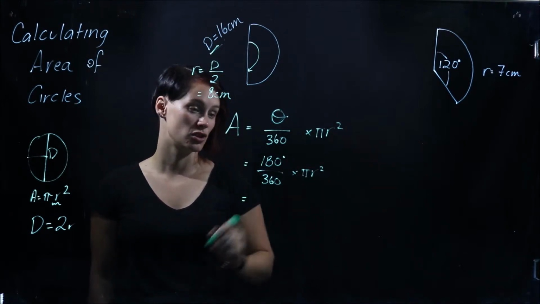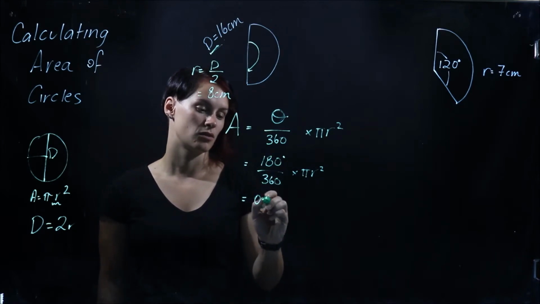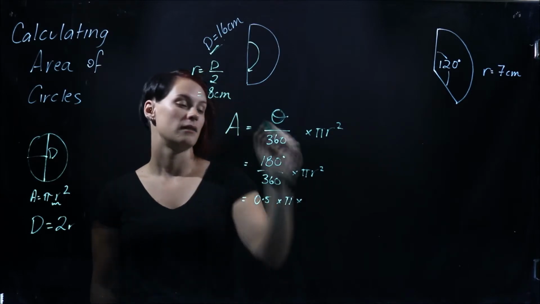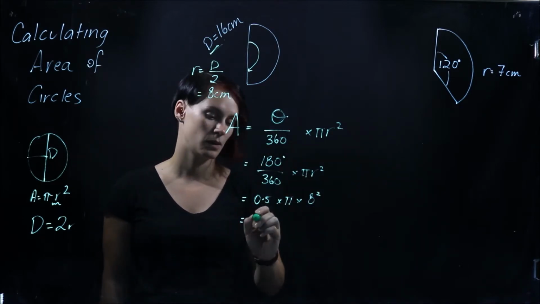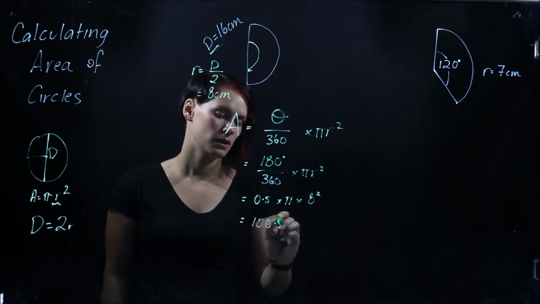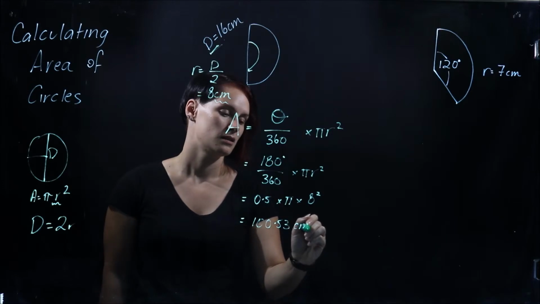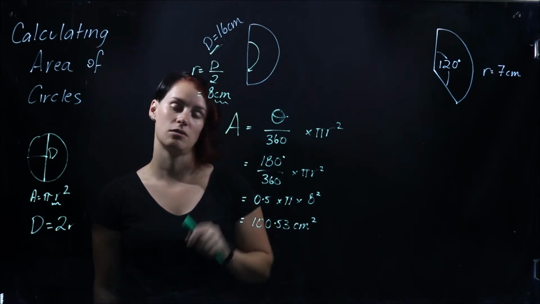Now we can substitute in all our other information. 180 divided by 360 is actually 0.5 times by pi times by our r value, which is 8 squared. When we do that on the calculator, we get 100.53, and we're talking in centimetres here, so square centimetres. Right, so that is that half a circle with 180 degrees.